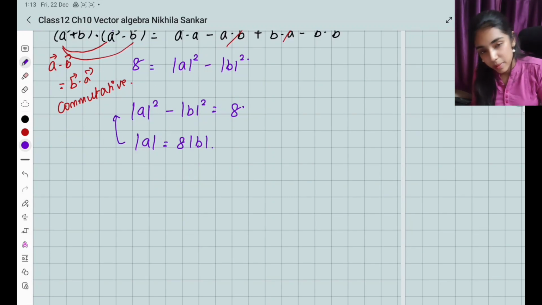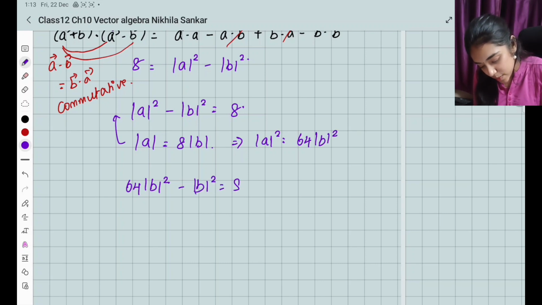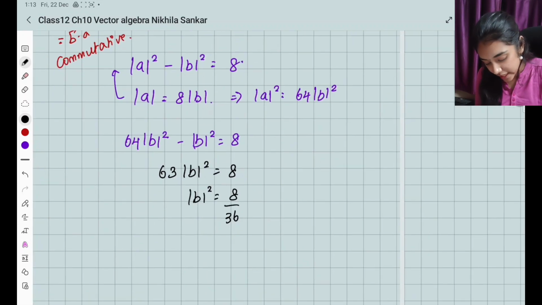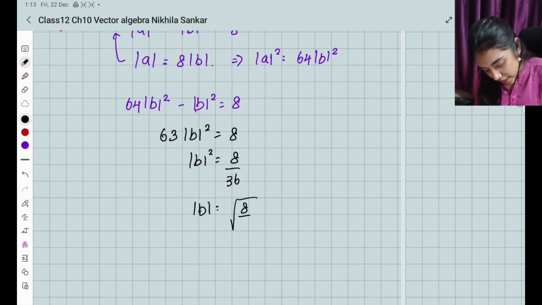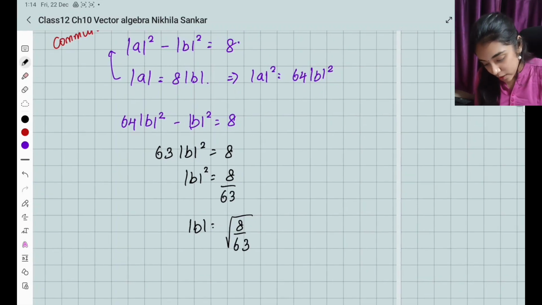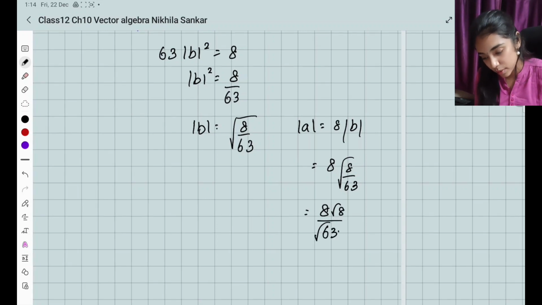Okay. So, after this we can use the elimination method or substitution method. When I substitute that, I have 64 times B square. Correct, from this what do we get? Mod A the whole square equals 64 times B square. If we substitute that, 64 times B square minus B square equals 8. So, I will get 63 times B square equals 8. B square equals 8 divided by 63. What are they asking us to find? Find A and B. So, my B is going to be square root of 8 divided by 63, not 36. 8 divided by 63. And what is my A going to be? Mod A is going to be 8 times mod B. And this is again going to be 8 times root 8 divided by 63, which is going to be 8 root 8 divided by root 63. Okay, so this is my final answer. Please copy.